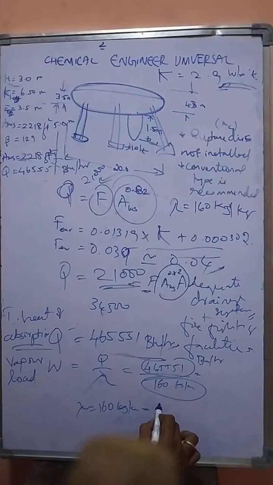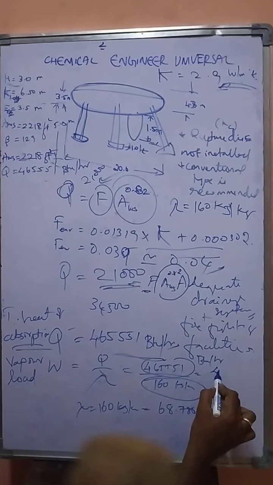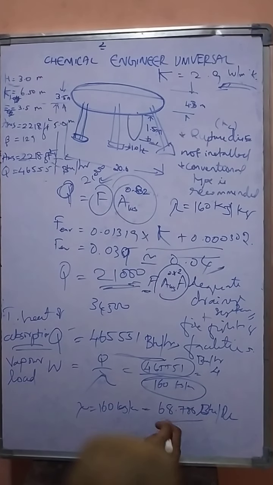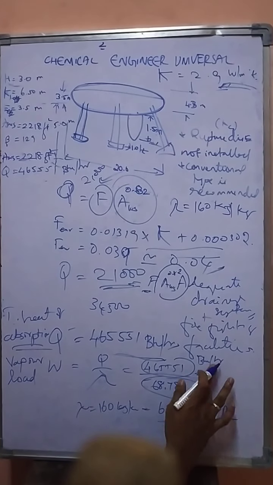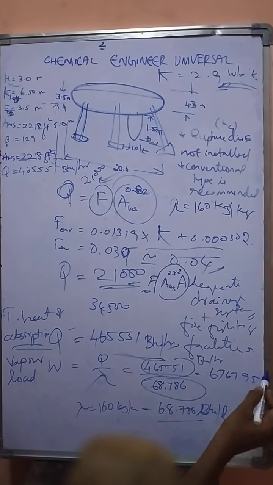So this will be around 68.786 BTU per pound. Right? So this value you can apply here. So if you apply this same value 68.786, we have to equalize the unit. So that's why I have taken this value. So 68.786. So the value will be around 6767. Be careful with the units.